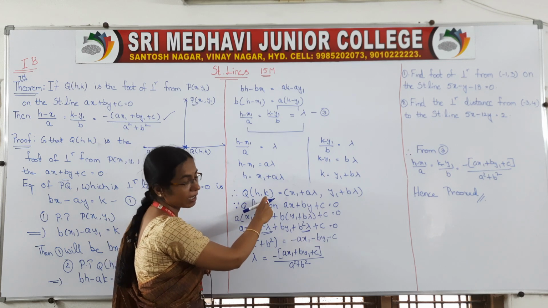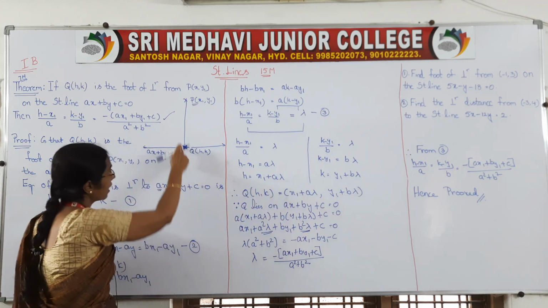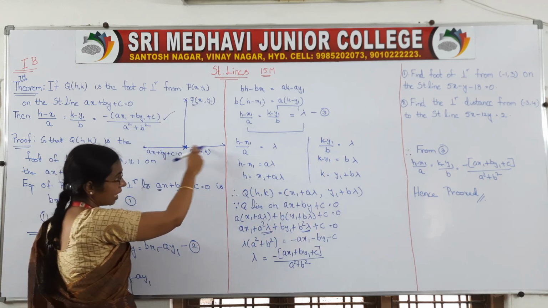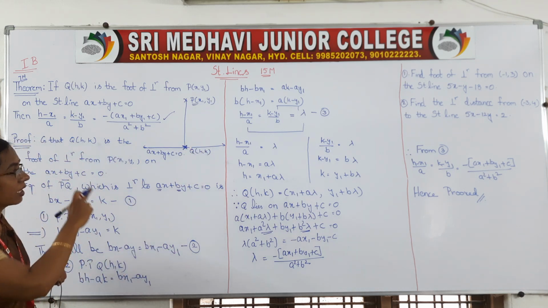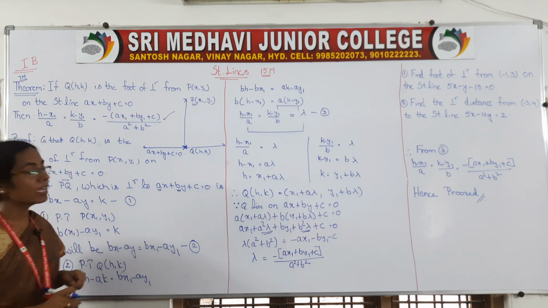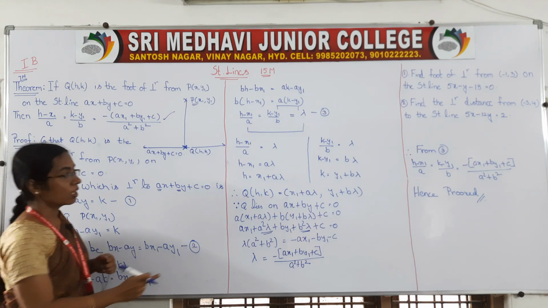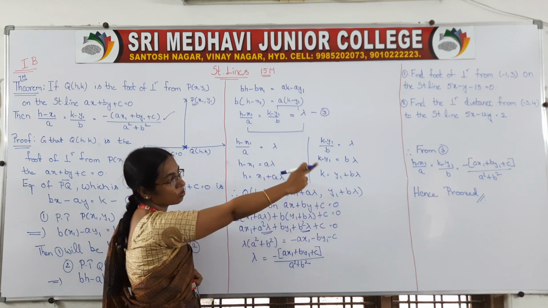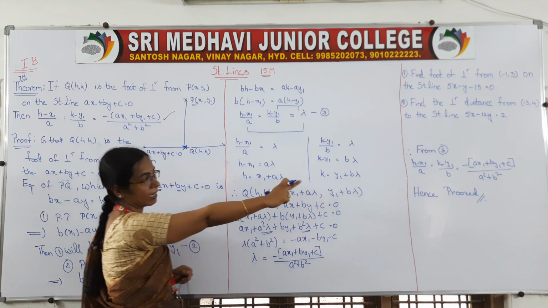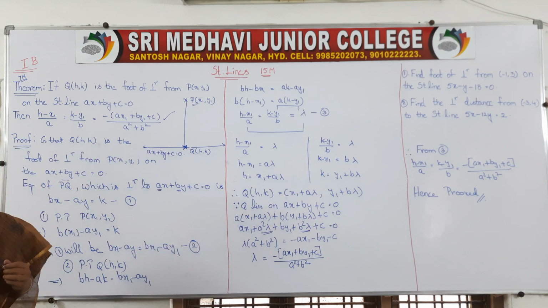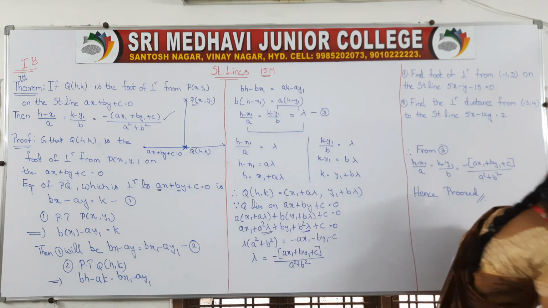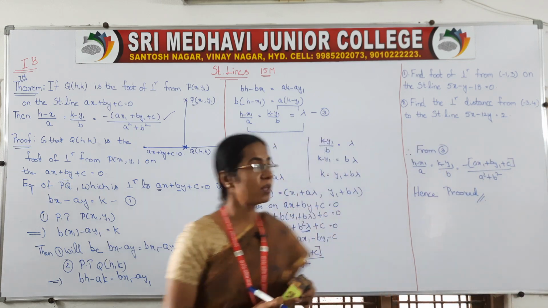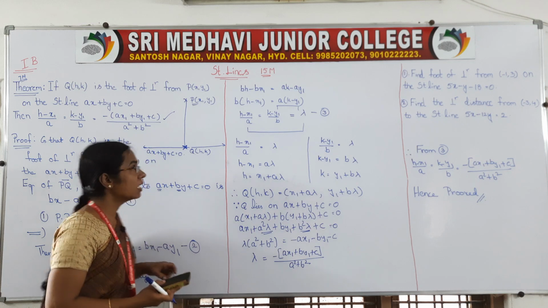Substitute h comma k in the line. Q lies on PQ as well as on this line. So you substitute your Q h comma k in that line, ax plus by plus c is equal to 0. You will get your lambda value. So finally, therefore from 3 we got the required value. Okay, so draw the diagram also. We are doing geometry. So whenever a diagram is given, we have to draw the diagram. With the diagram we can support the problem.